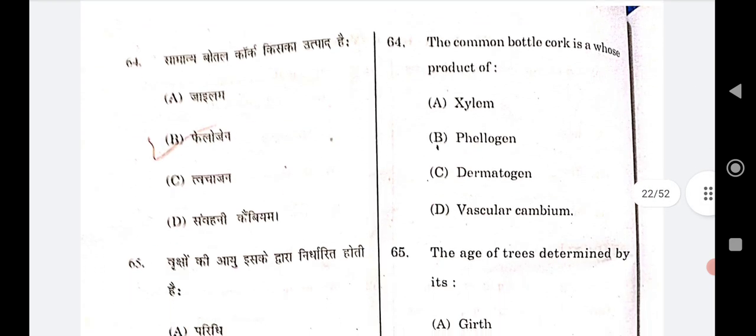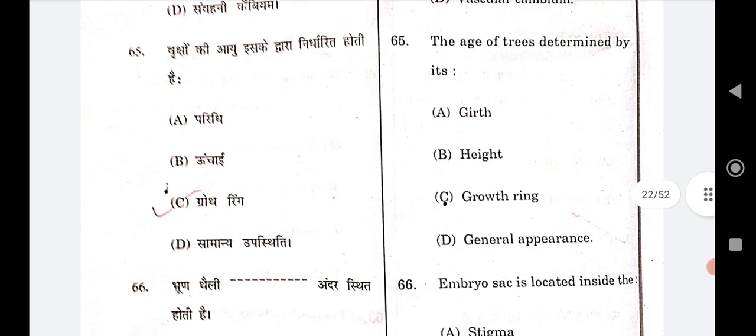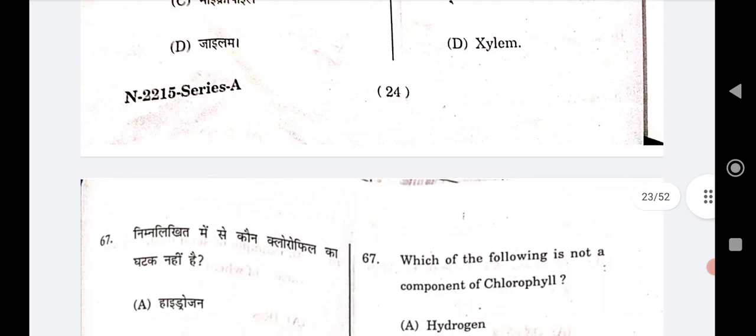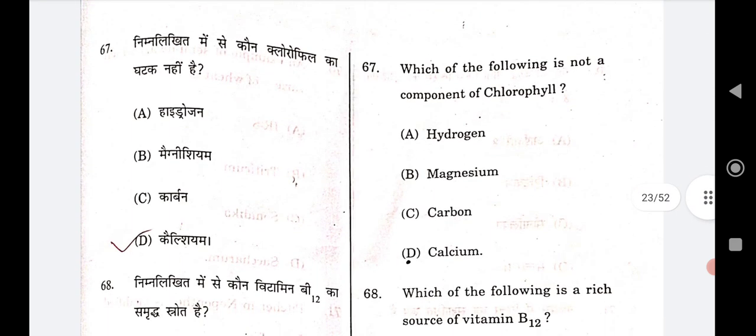Next question, the common bottle cork is a product of phellogen. B is the correct one. The age of trees is determined by its growth rings. C is the correct one. Embryo sac is located inside the ovule. B is the correct one. Which of the following is not a component of chlorophyll? So calcium. D is the correct one.